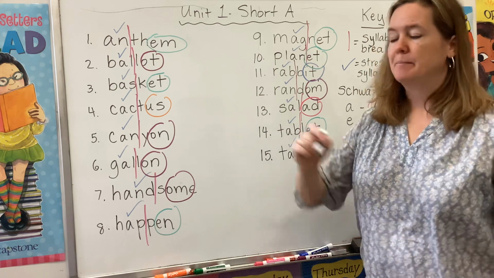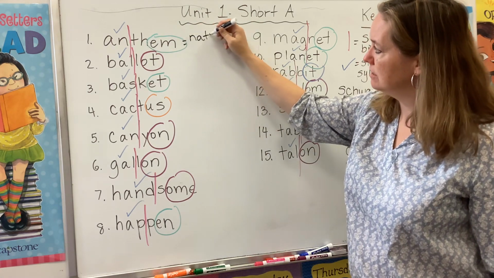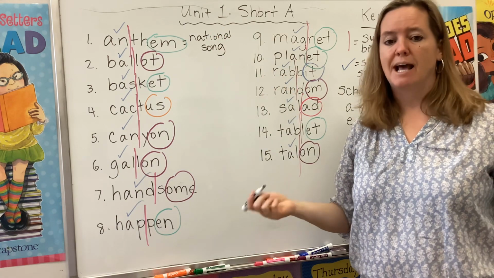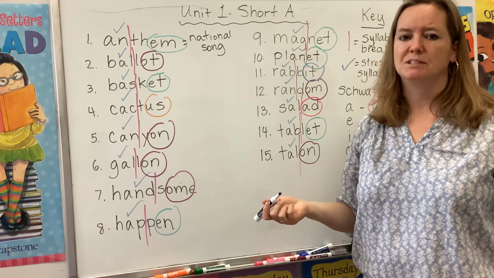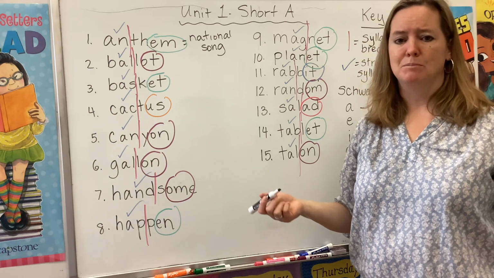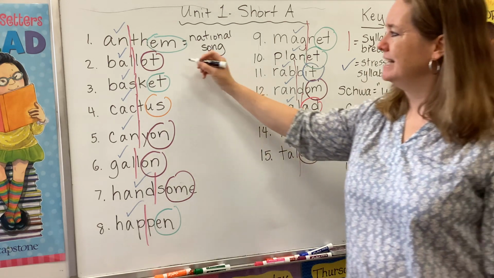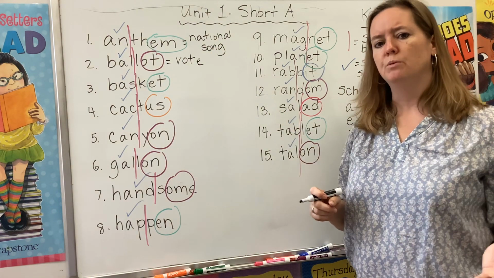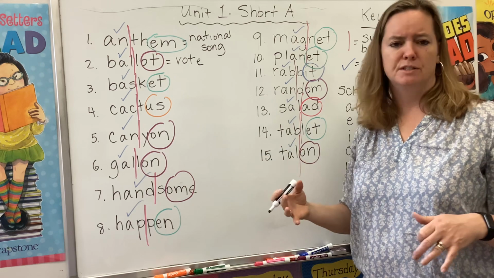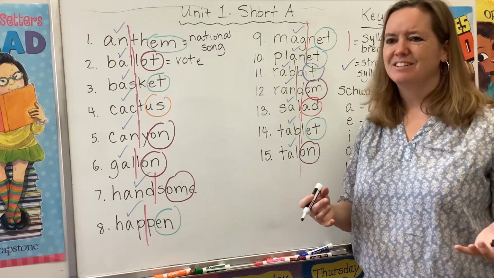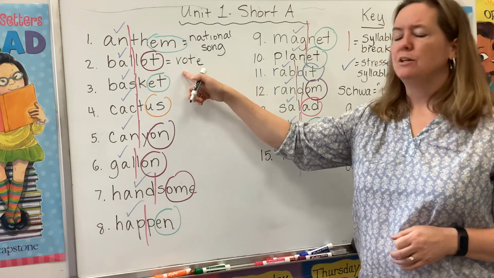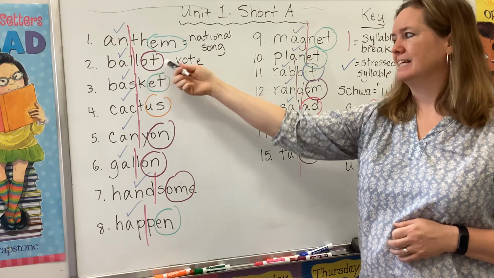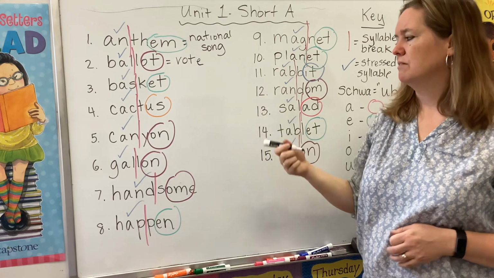Okay? Before we wrap up, let's make sure we know what all these words mean. So an anthem, that's a song. It's a national song. So here in the United States, our national anthem is the Star-Spangled Banner. You hear people sing it before football games and baseball games and school events. A ballot is a piece of paper that you use to vote. So if you go to your town council building, town hall, and you vote for the mayor or you vote for school board members, you're going to be checking off names on a ballot. So that's a piece of paper that helps you vote.